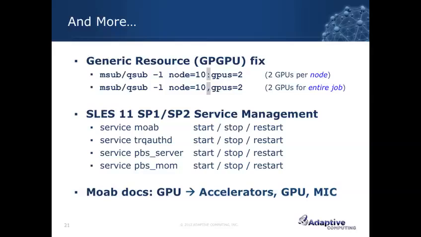So some different things that we added is we did address the GPU static allocation problems that we had in the past, so that you can either specify them on a node or a per job basis. We also have the services out of the box, in the initd services are handled for SLES in a much more easy to use way. And we've broken out our docs; there used to be a GPU chapter, now it's broken down into accelerators, and inside of that you have GPUs and mics, depending on what type of hardware you have.